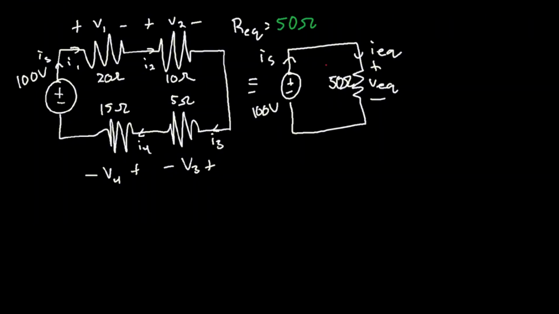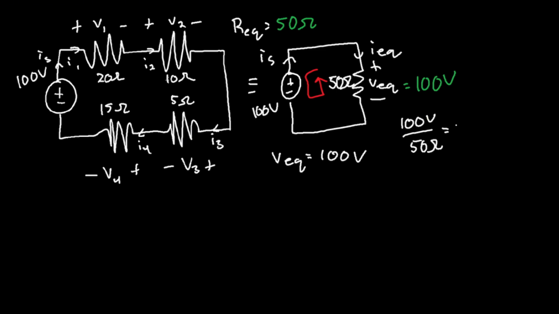All right, now that we have this, we can use KVL. KVL has all the voltage rises as Veq, and voltage drops as 100 volts for a voltage source. Therefore, Veq is equal to 100 volts. All right, well, we have 100 volts here. We can use Ohm's law. So 100 volts divided by 50 ohms is equal to the equivalent current, which is 2 amps. And as we've stated, the current across an entire series circuit is always the same. Therefore, all the currents in this circuit are 2 amps as well. 2 amps here, 2 amps here, and 2 amps here.